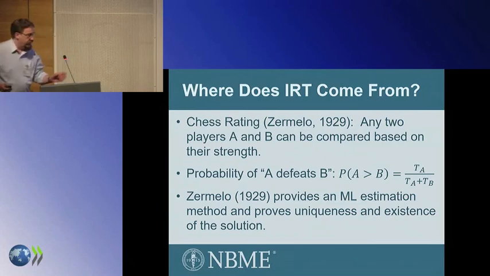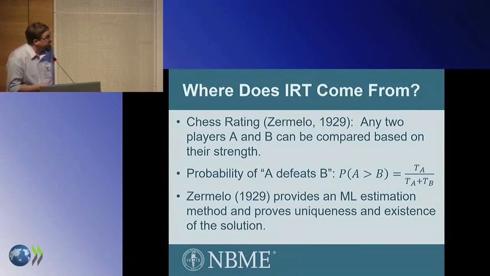A very old example, and I can't really see very well, is chess rating. This goes back to, depending on where you look, either paired comparisons, Bradley and Terry models, or the Elo rating system, or it goes back way to Ernst Zermelo, who wrote in 1929 in the Journal of Mathematics, pretty much his only really applied paper on chess rating, where he defined the probability of player A defeating player B as something like this. He devised a way to do maximum likelihood estimation and shows the uniqueness and existence of the solution under a wide variety of incomplete designs for chess tournaments.